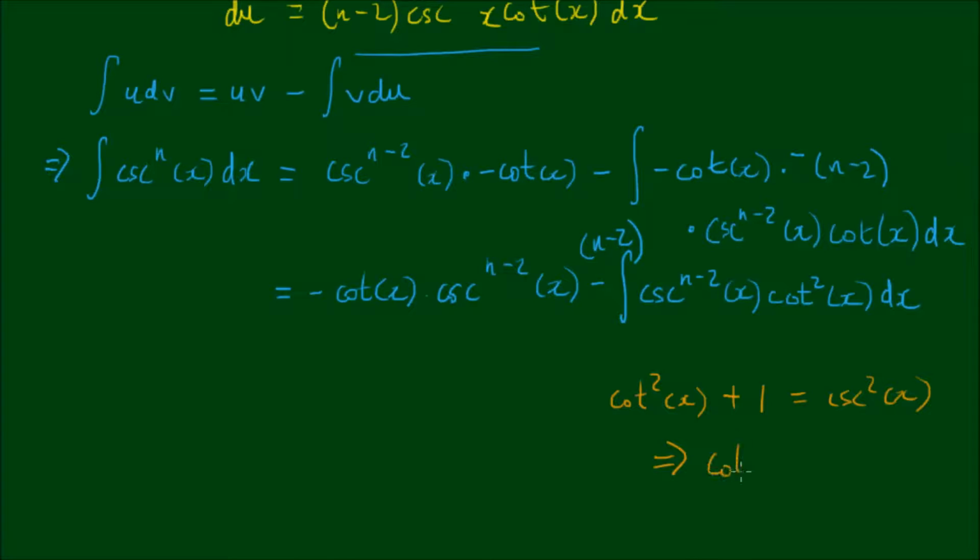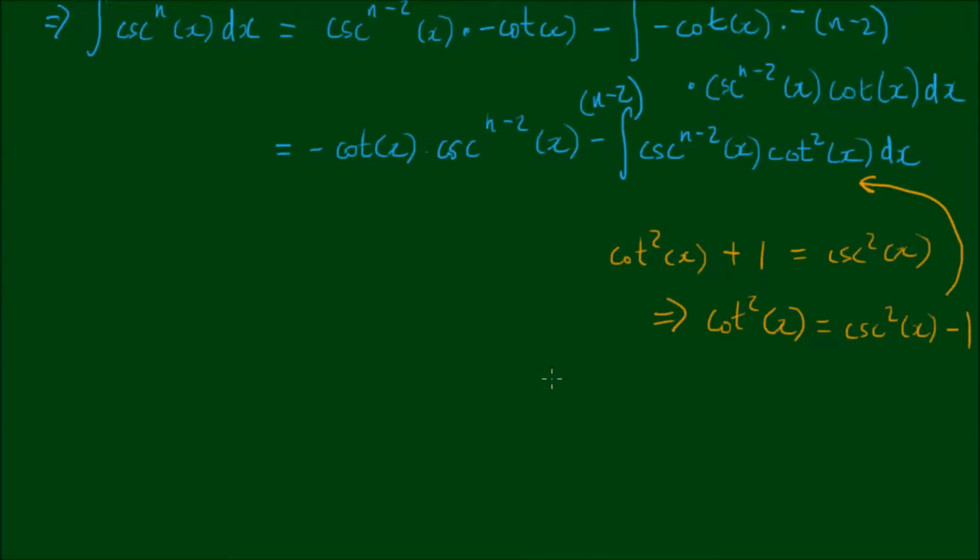Well, I can write this as cot squared of x, if I rearrange a bit, is equal to cosec squared x minus 1. So let's substitute this term for cot squared. So the trailing integral becomes cosec to the n minus 2 of x by cosec squared of x minus 1. In fact, I'm going to leave the integral out of it for now. We have some more manipulating to do.